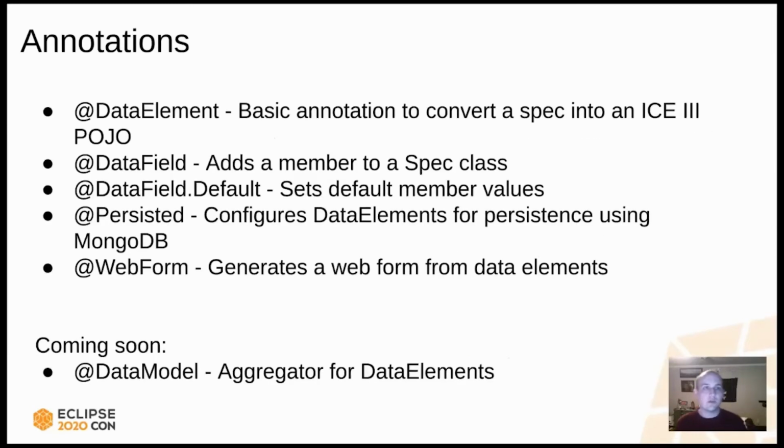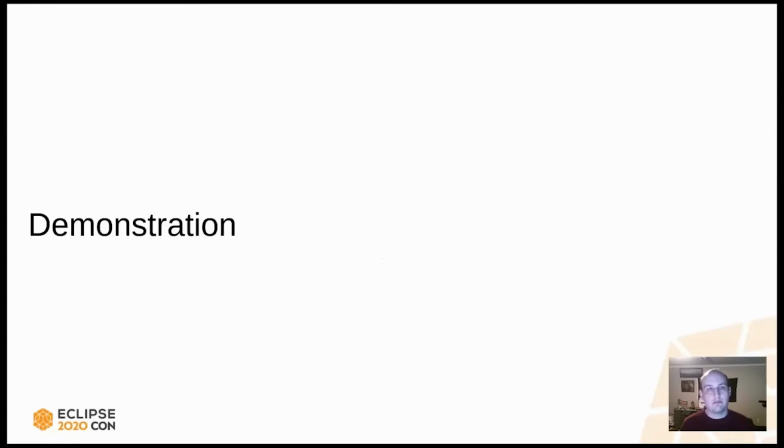The annotations that we have available, we have data element, data field, and some default values that you can set, persisted in web form. Now these are all, you're going to see a demo of these in a minute, and it'll show you how these work. Coming soon, we're going to have an aggregator. So data element is the basic annotation to convert a spec into an ICE3 POJO. Data model will be an aggregator for that.